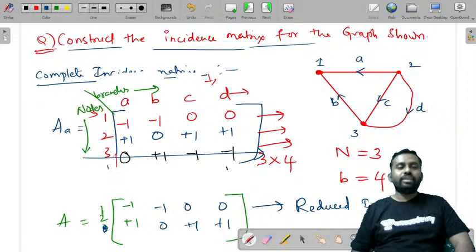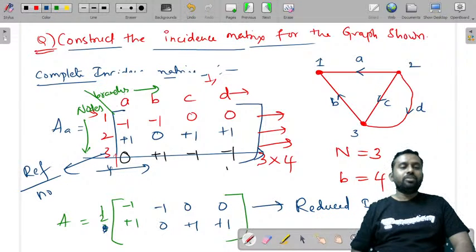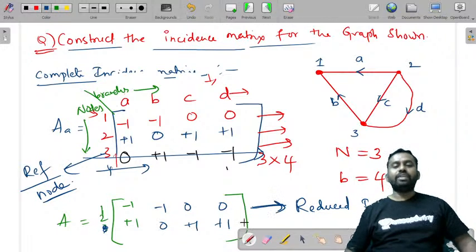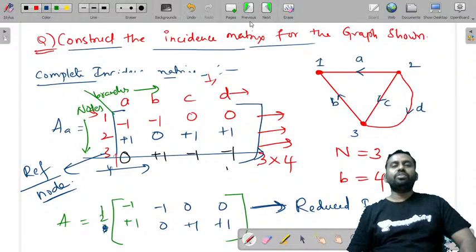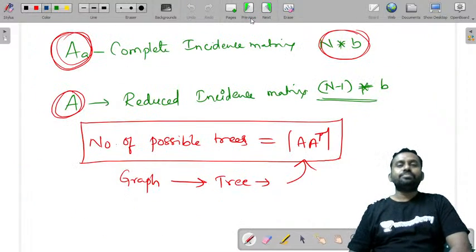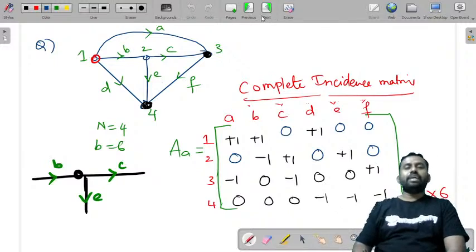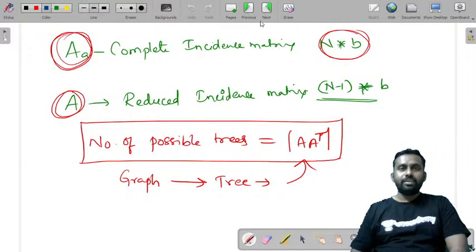You already have 3 nodes because you have only 3 nodes. So you can take this node as the reference or datum node, and you will get a reduced incidence matrix. So this is how you will find reduced incidence matrix and complete incidence matrix.